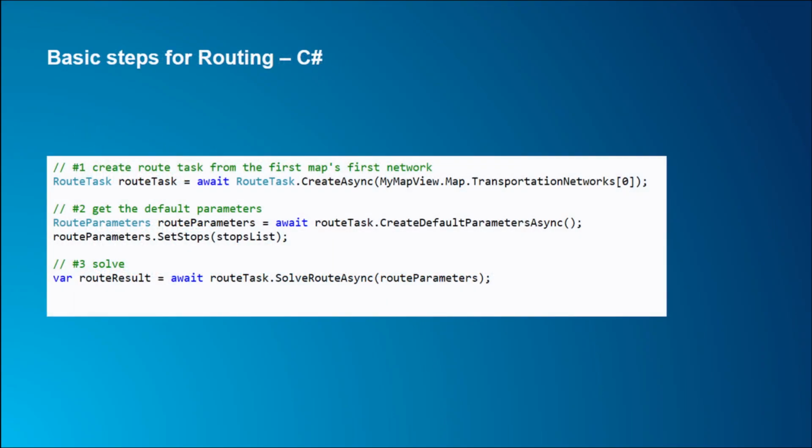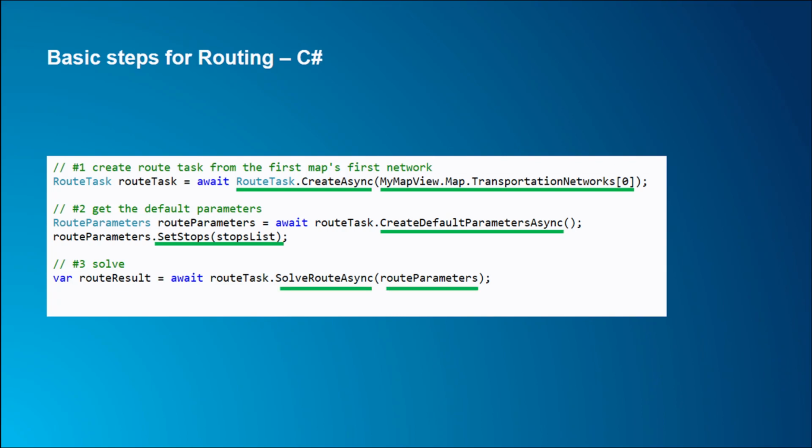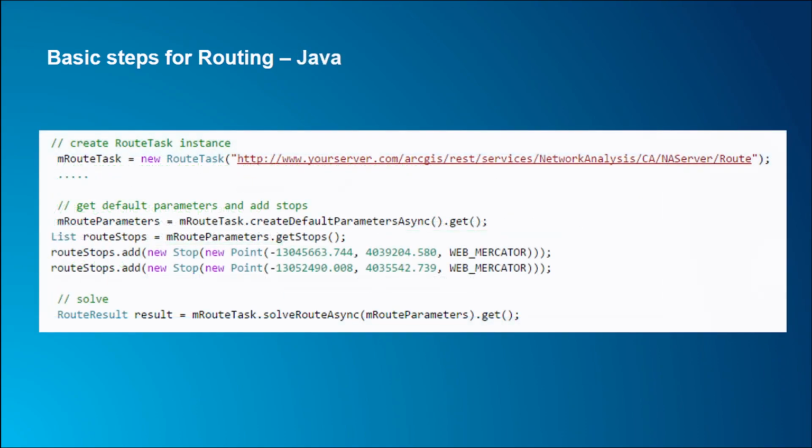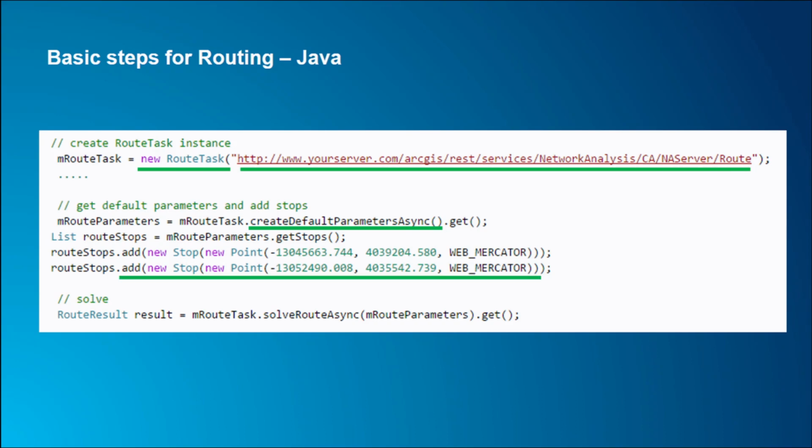Looking at this in code, we have a route task that we create. And in this particular case, we are pointing to the transportation network, the first one in the map. We create the default parameters. We set stops from a list of stops, and then we solve using those route parameters. The same basic steps hold true if you were working in Java. So you create a new route task, and in this particular case, we're pointing to a service. You create the default parameters, you set some values on it, you solve passing in the route parameters. They're pretty much the same.